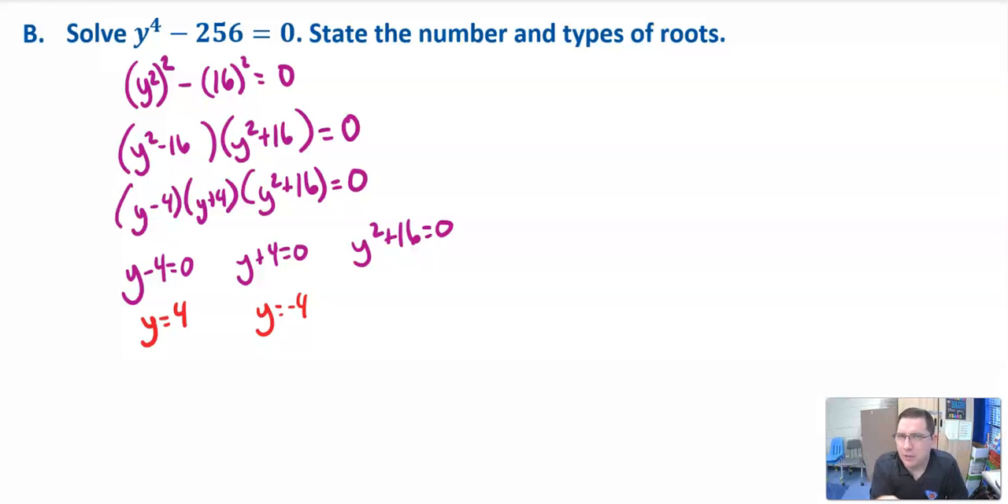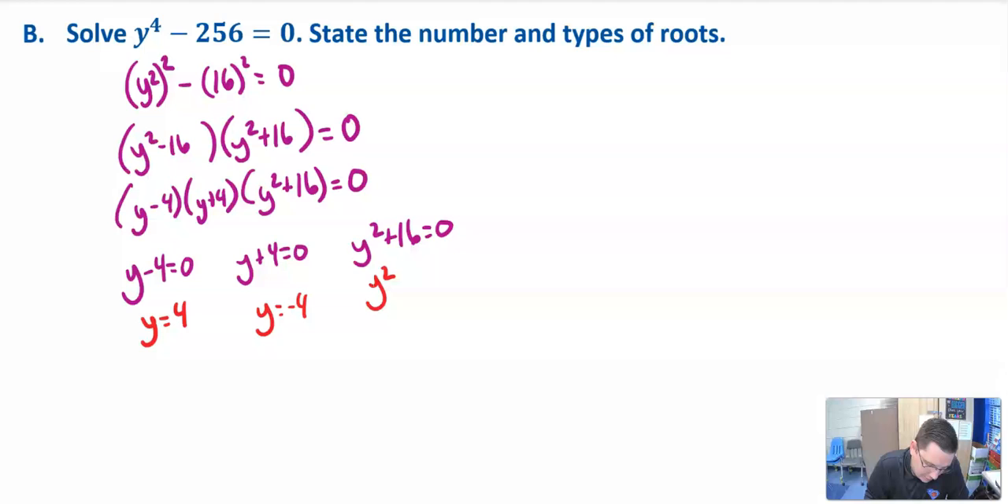But remember what we said. The corollary of the fundamental theorem of algebra says that if I have a fourth degree polynomial, it better have how many roots? 4 in the complex numbers. I've only gotten 2 so far. The other 2 come from here. So we're going to solve this.